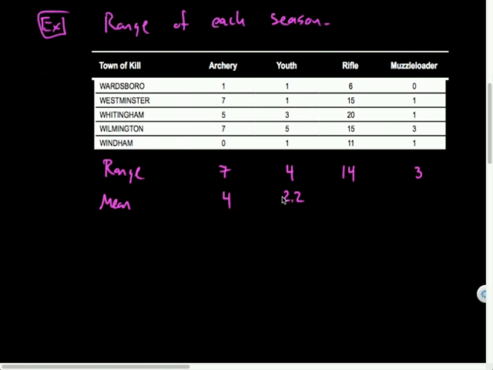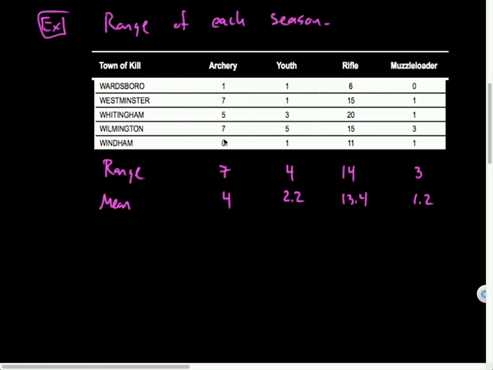So 67 divided by 5 is 13.4. And then 1 plus 1 plus 1 plus 3 divided by 5 is 1.2. So what I want to point out is I could actually have the same range for some of these lists, but different averages. Okay, for instance, let's actually talk about this range of 7.